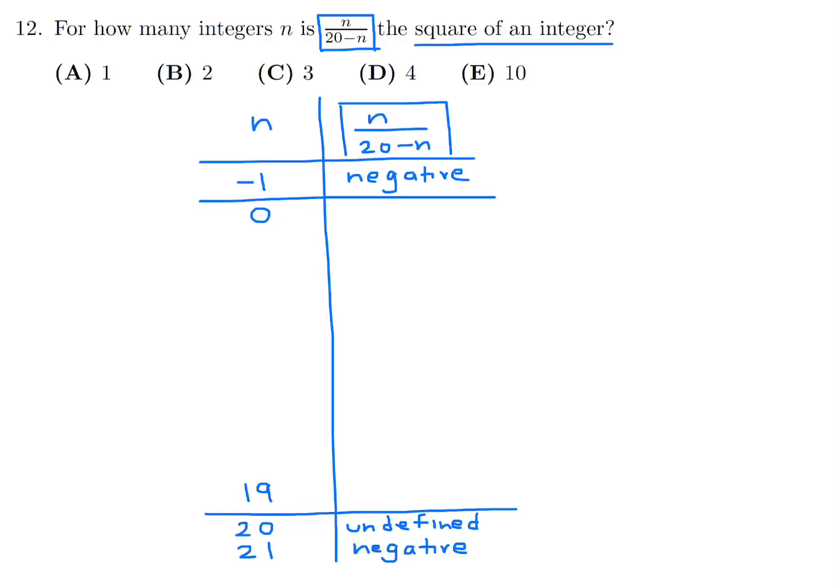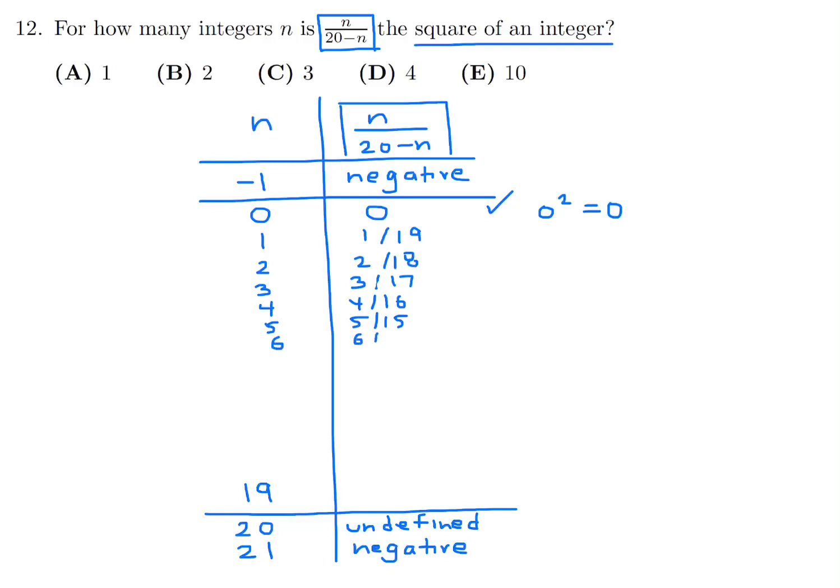If n is 0, we get 0 over 20, which is 0. Is that the square of an integer? Yes, because 0 squared is equal to 0. So we've got 1. How about when n is 1? We get 1 over 19. 2, we get 2 over 18. 3, we get 3 over 17. And so on. 4 over 16. 5 is 5 over 15.